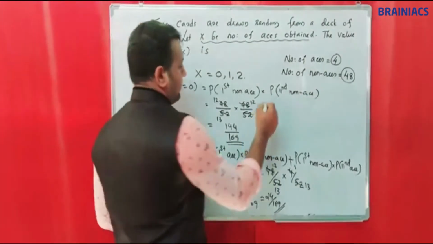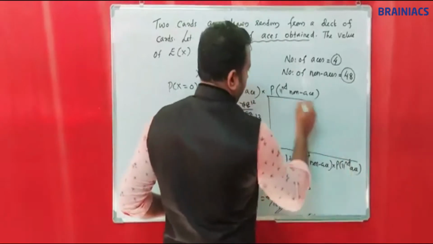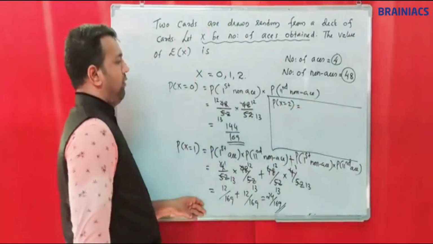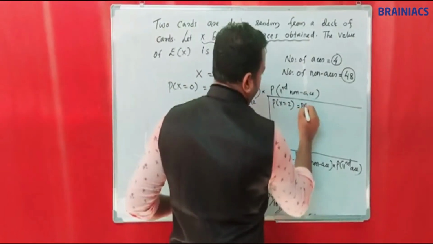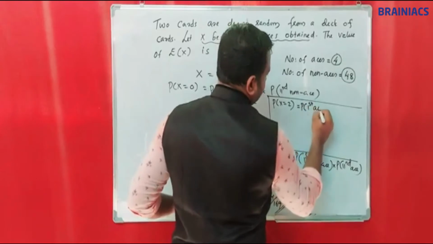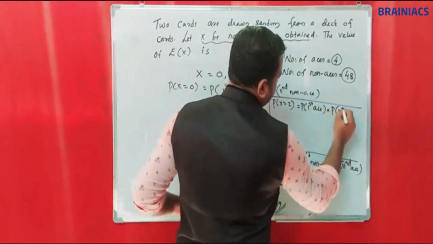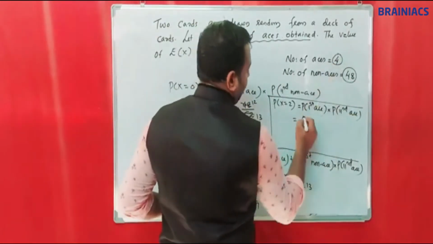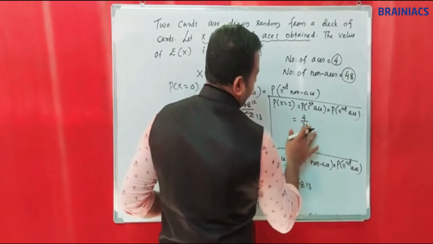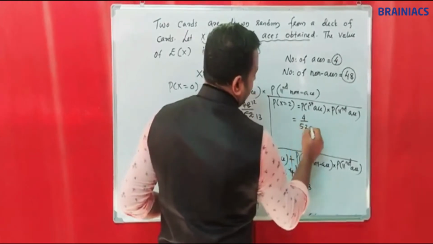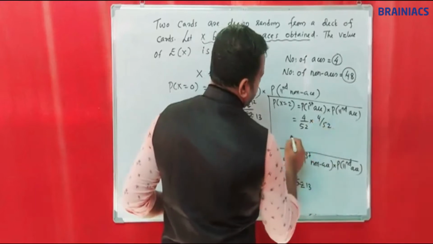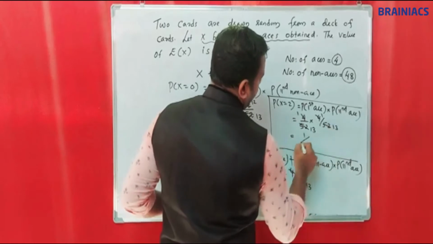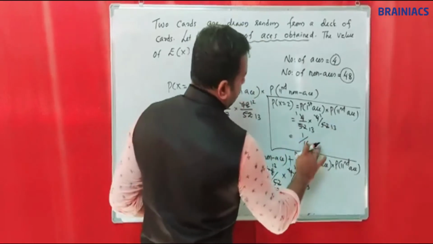And the third case is P of x is equal to 2. P of x equal to 2 means P of first ace into P of second ace. The probability of an ace is 4 by 52 into 4 by 52. So the answer will be 1 by 13 into 1 by 13, which is 1 by 169.